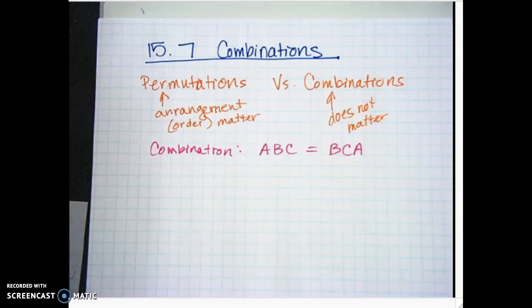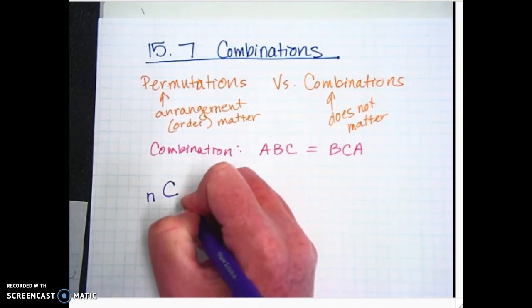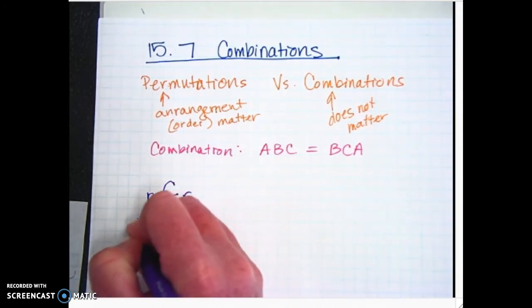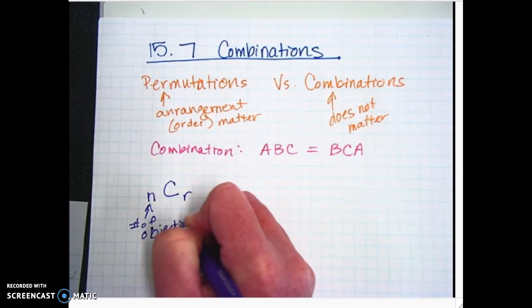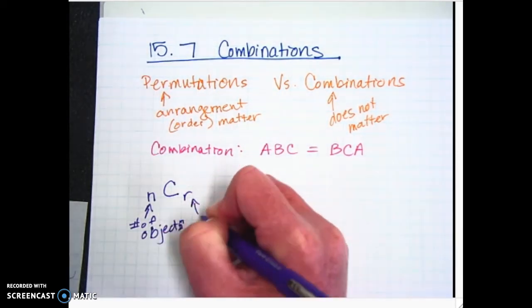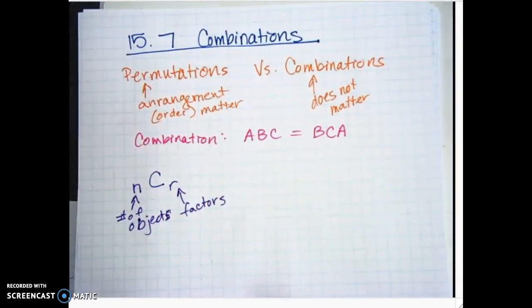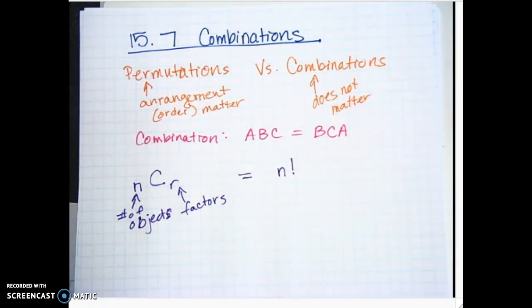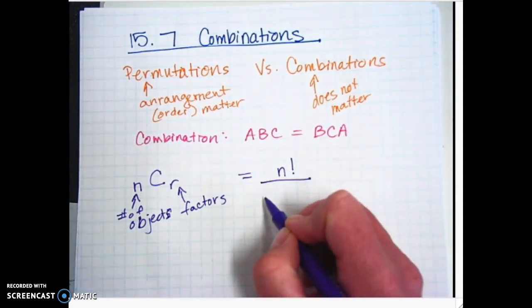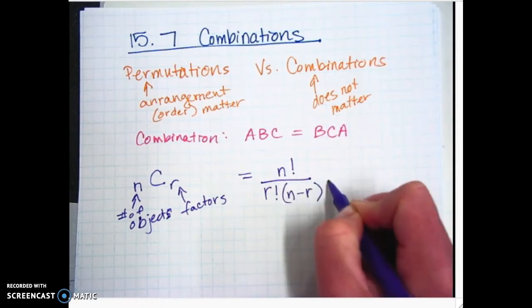And just like with permutations, combinations has a little formula. So you'll have the number of objects, choose the number of factors. So this is the number of objects, and the r is the number of factors. And you can write it out algebraically with factorial: n factorial, so the number of objects factorial, over r factorial, and then n minus r factorial.